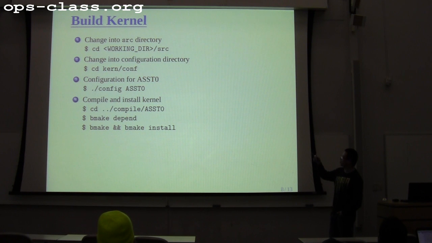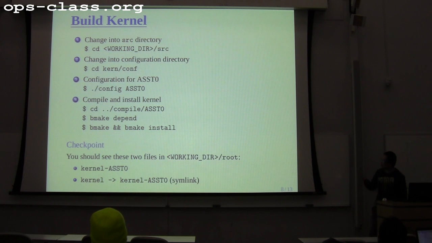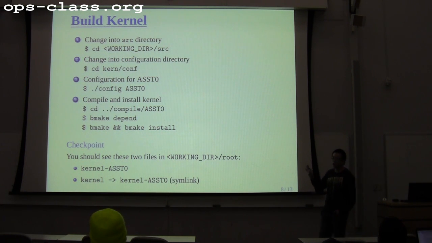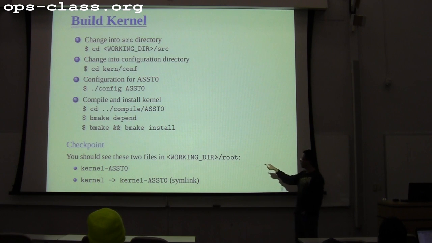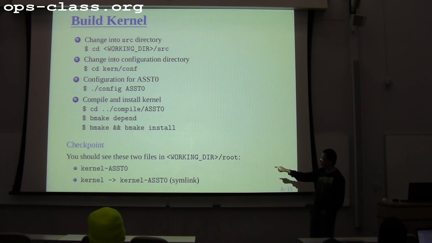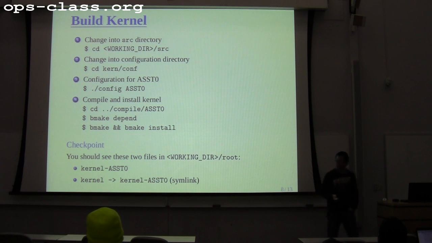And then you need to go to the compile assignment 0 directory, do bmake, and install the kernel. So at this point, there should be no errors at all because you haven't done anything yet. You should see 2 extra files in the root directory, which is the kernel-assignment 0, and another symbolic link to the kernel file.